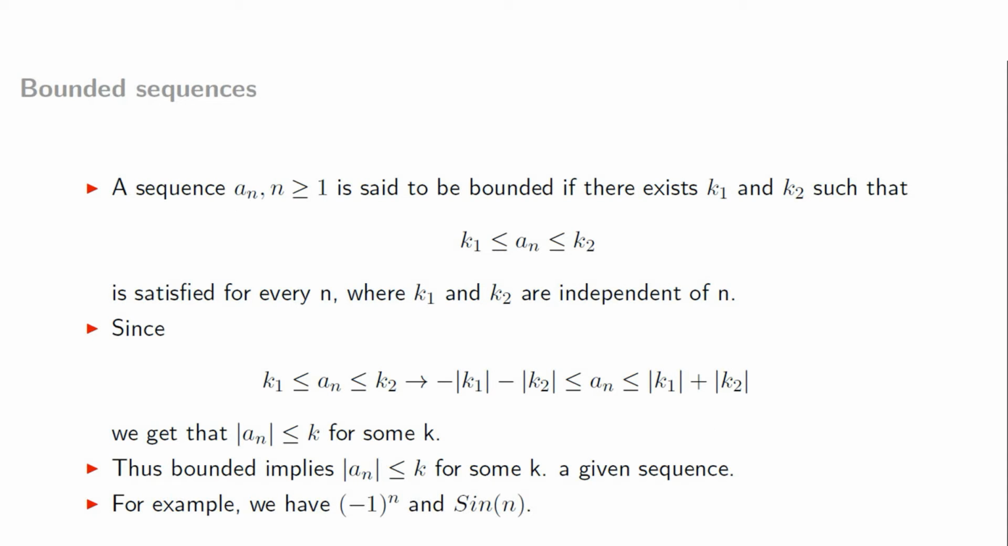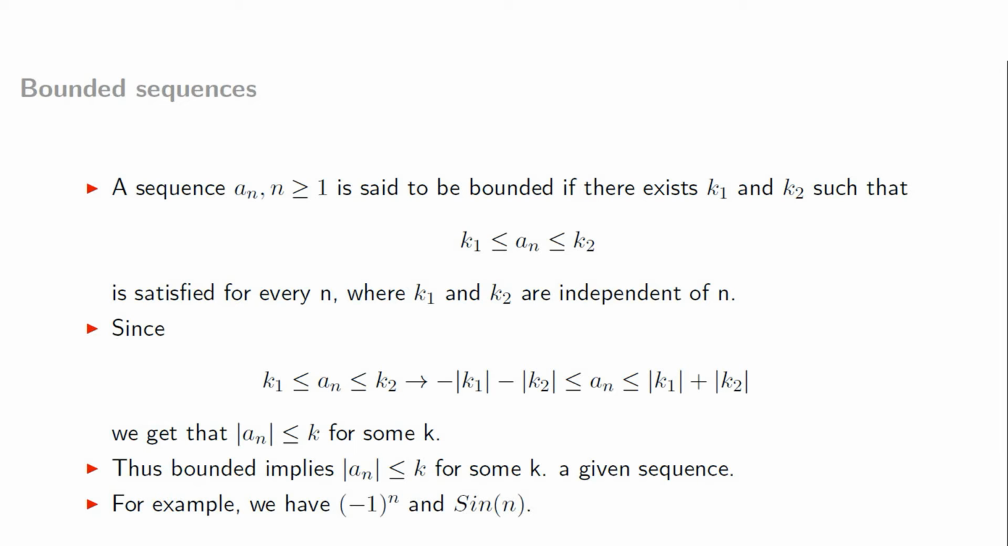Next, we introduce the concept of bounded sequences. A sequence a_n is said to be bounded if there exist constants k1 and k2 such that k1 is less than or equal to a_n is less than or equal to k2 for every possible value of n, where it should be mentioned that k1 and k2 are independent of n.